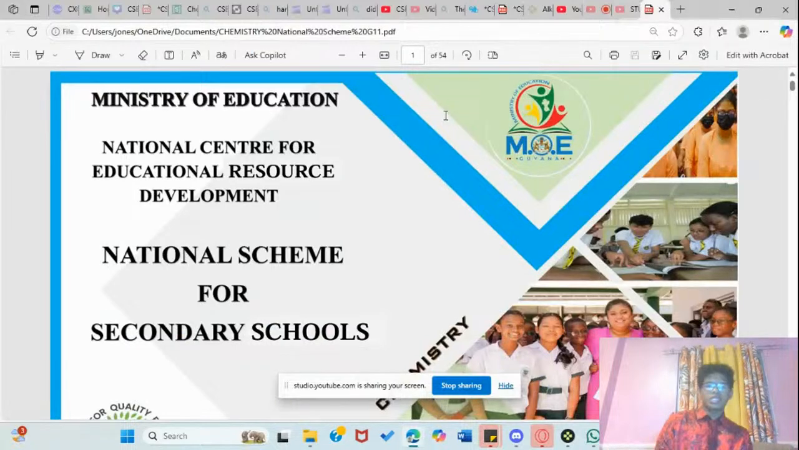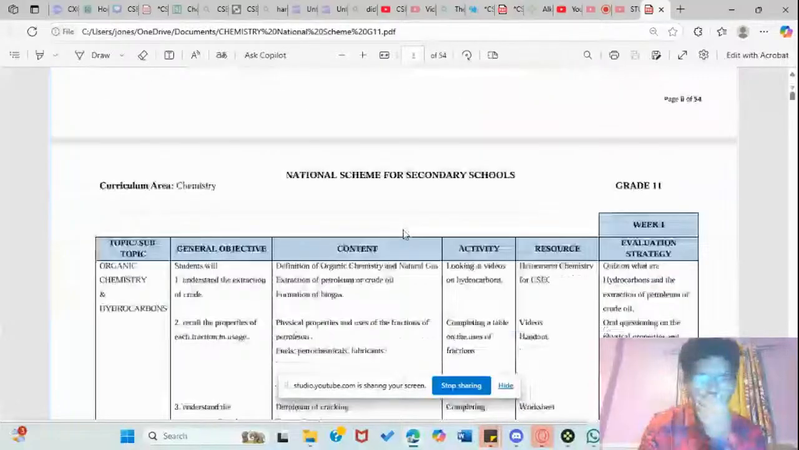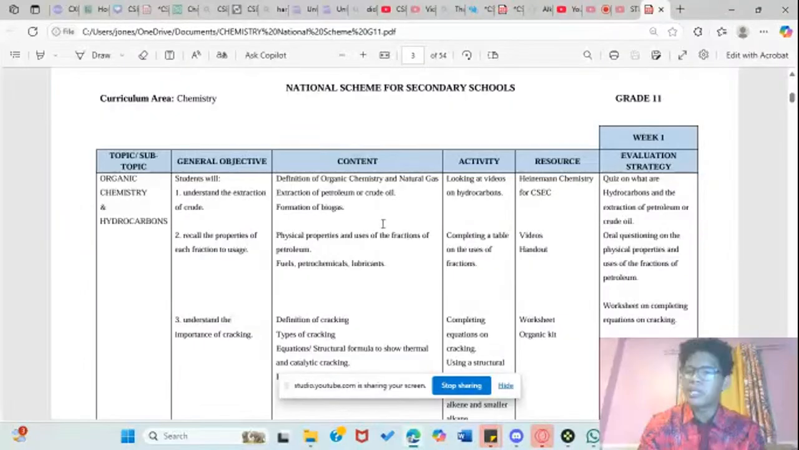So Ministry of Education, National Center for Educational Resource Development. This is the national scheme for secondary schools. This is in relation to chemistry. So let's start.